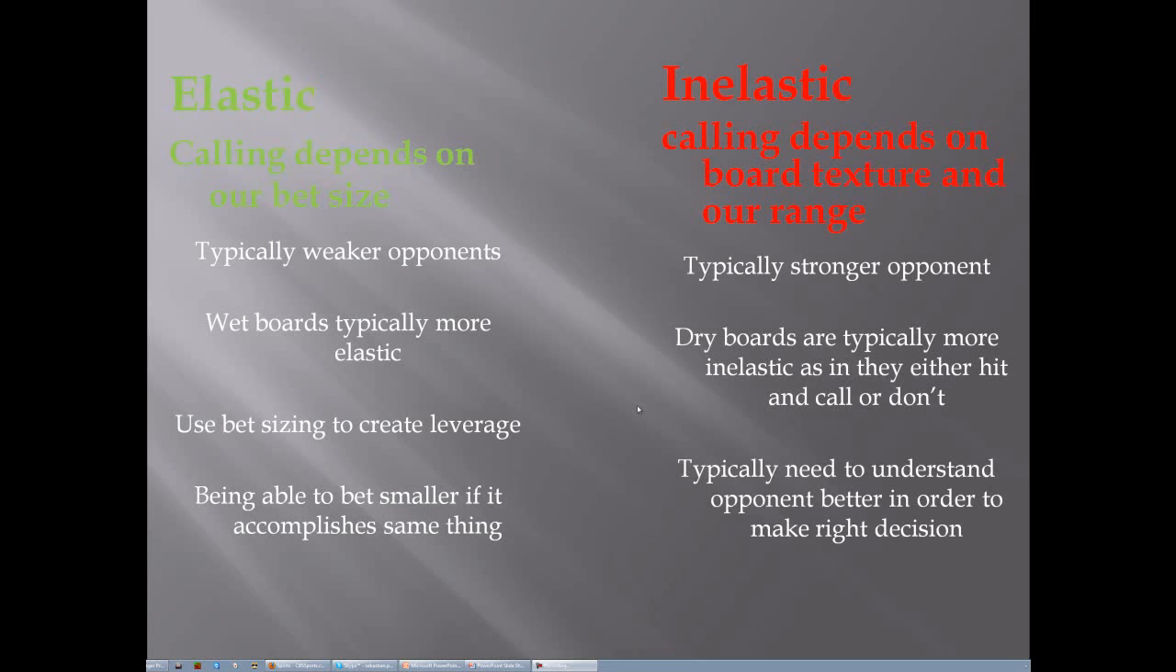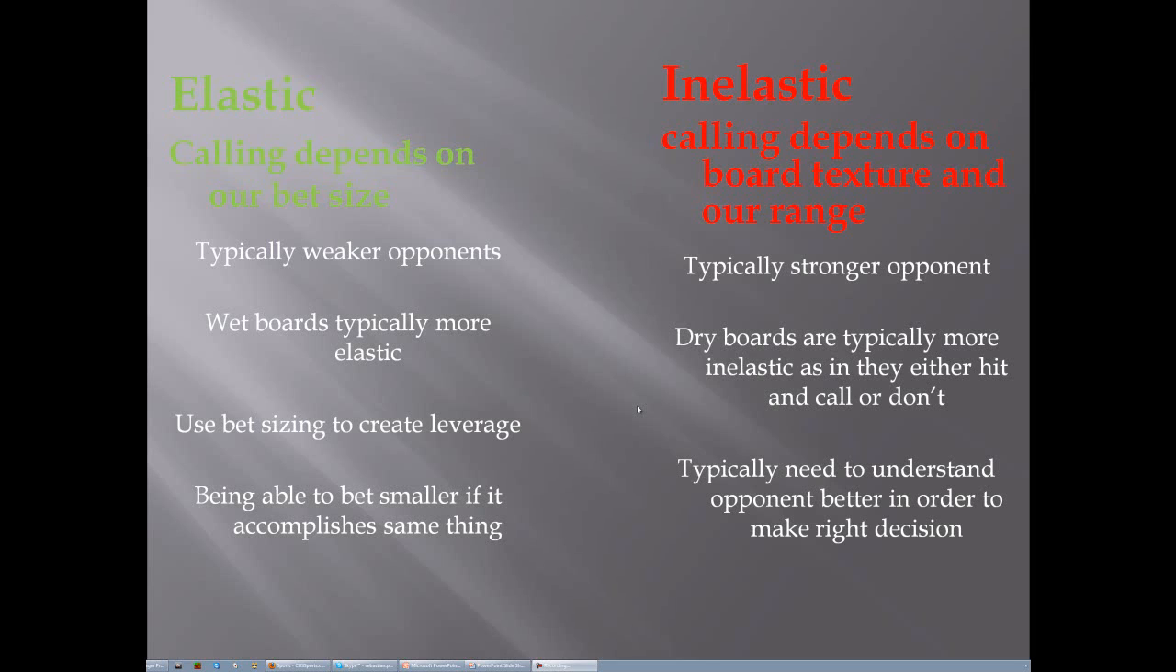Before we determine whether our villain's calling range is elastic or inelastic, first we need to define the terms. If our opponent's call depends on our bet size, they have an elastic calling range. An example of this would be if an opponent calls a flop bet of less than 60% with any piece, but over 60% they only call with top pair or better. Their calling range would be considered elastic. If their calling range depends on the board texture and our range, it would be considered inelastic. Typically, weaker opponents have elastic calling ranges.